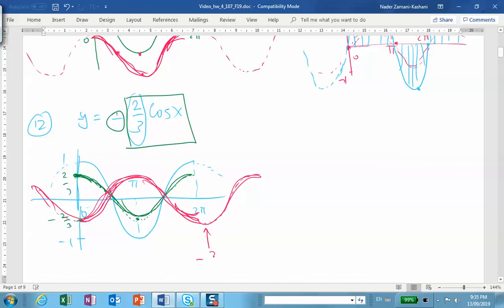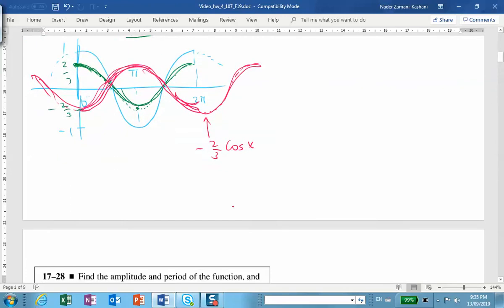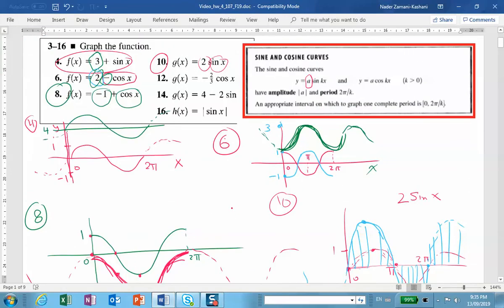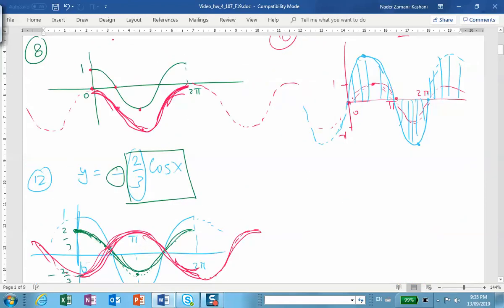Okay, let's do the next one. What's the next one? We did this. How about 4 minus 2 sine of x? Okay, this is 4 minus 2 sine of x. The x is dropped from here. Number 14. Y is equal to 4 minus 2 sine of x. Is that right? Yeah. Okay.